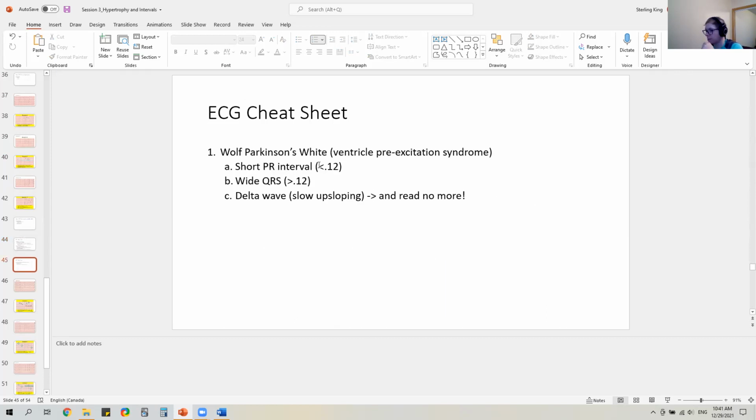And then Wolff-Parkinson-White, ventricular pre-excitation syndrome. This is when we had that accessory pathway around the heart. So short PR interval, a wide QRS, and that delta wave right at the start of the QRS, which makes it wide. And then you're done.